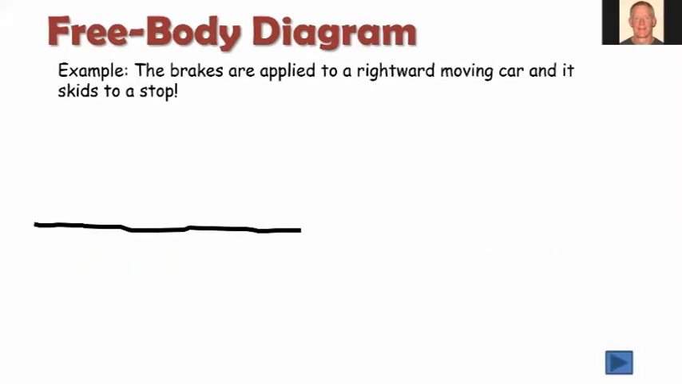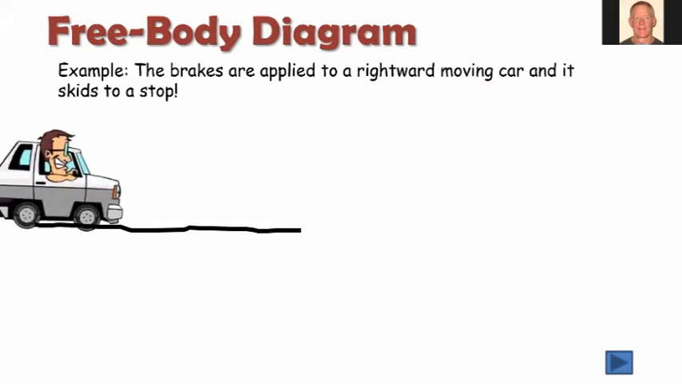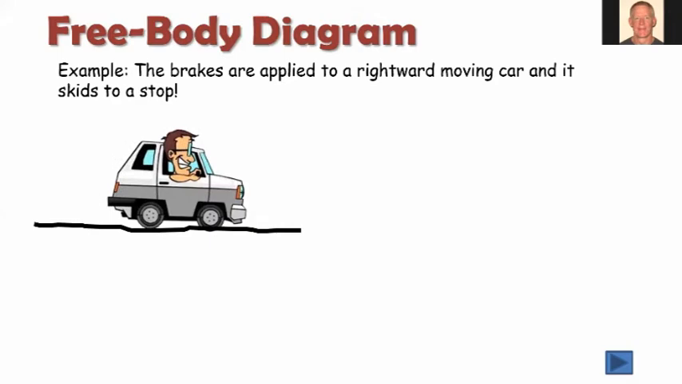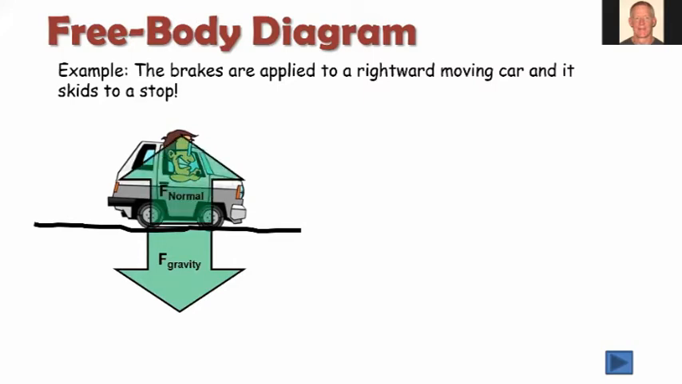All right, let's try another one. It says brakes are applied to a rightward moving car and it skids to a stop. Okay, so let's see if we can identify all the forces. We have gravity acting downward. We have the normal force acting upward. On almost any problem where you have an object resting on a surface, you're going to have these two forces. If it's falling through the air, you're still going to always have the gravitational force. But what other force did we have here?